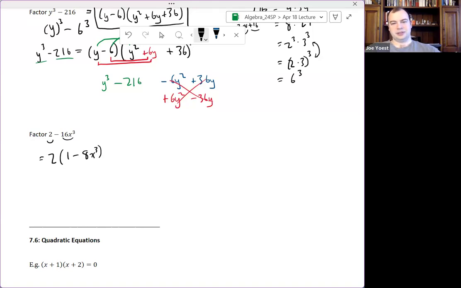But now I realize that 1 minus 8x cubed is a difference of cubes. 1 is 1 cubed. 8x cubed is 2x all cubed. So for 1 minus 8x cubed, how does that factor? Well, the 2 comes along. 1 cubed minus 2x all cubed. I'm going to get a 1 minus 2x factoring out of that.